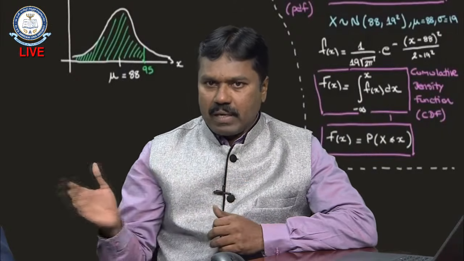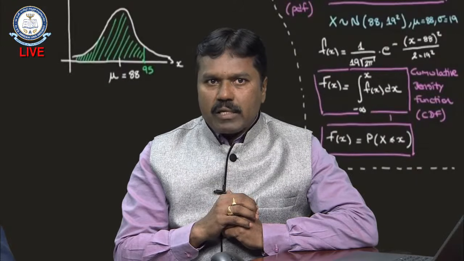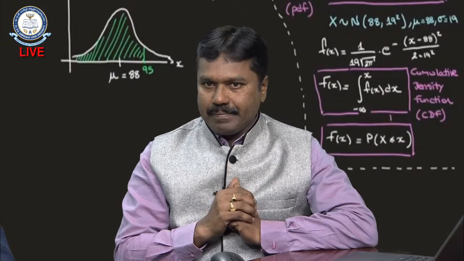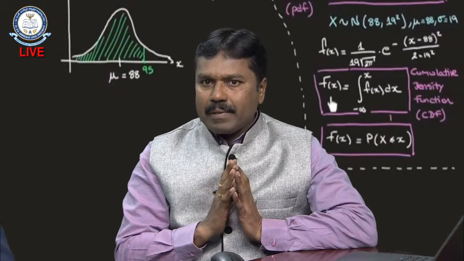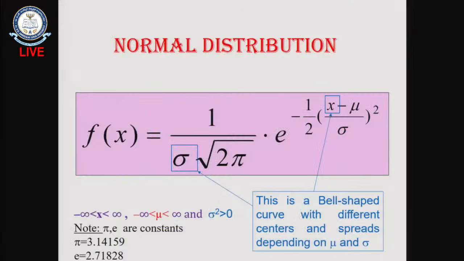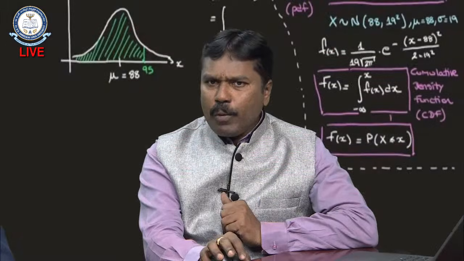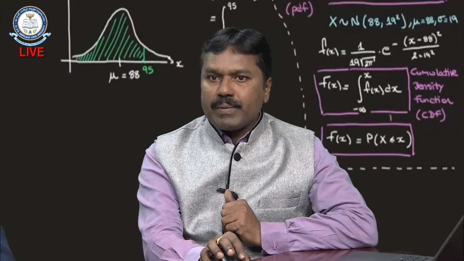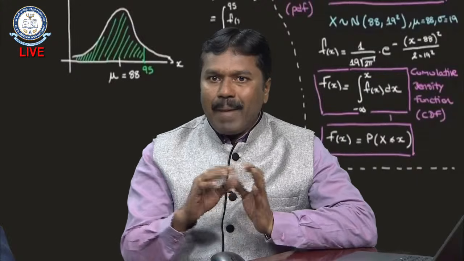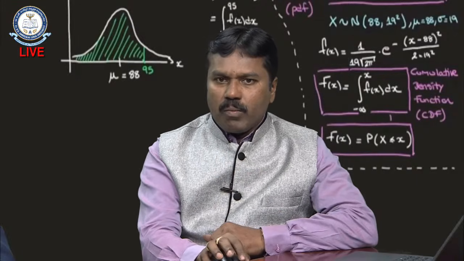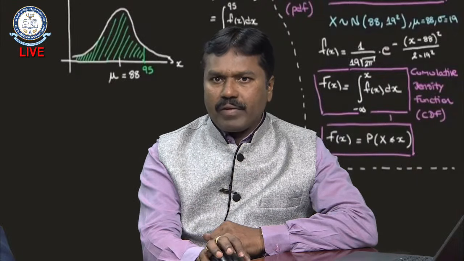Dr. Sampath sir said the normal distribution behaves like a bell shape. Why is it bell shaped? This is a bell shaped curve with different centers and spreads, which depend on two parameters, one is mu, another one is sigma. Based on these two parameters, the normal distribution behaves like a bell shaped curve. Moreover, before that, one more thing we need to check.